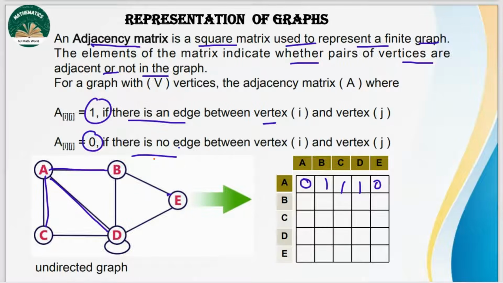B. From B to A we have 1. B to B we have 0. B to C we have no edge. B to D we have 1 edge. B to E we have 1 edge. Then moving on with the next one.